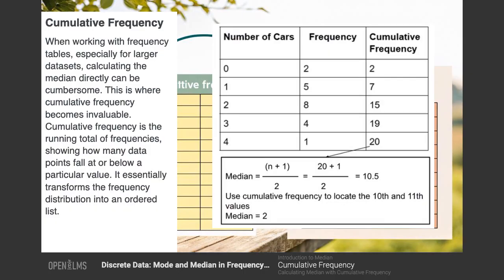Cumulative frequency. When working with frequency tables, especially for larger datasets, calculating the median directly can be cumbersome. This is where cumulative frequency becomes invaluable. Cumulative frequency is the running total of frequencies, showing how many data points fall at or below a particular value. It essentially transforms the frequency distribution into an ordered list.